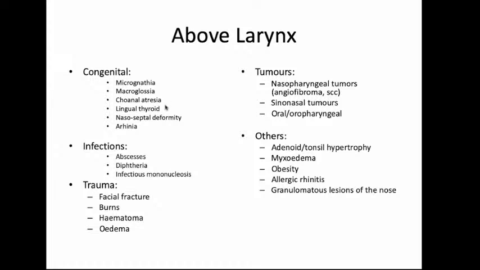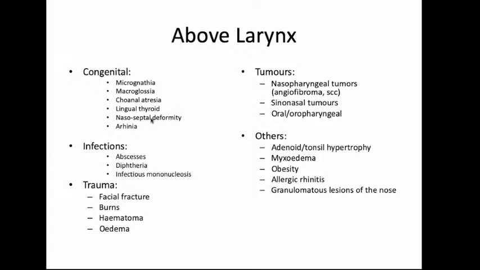Then you could have a lingual thyroid. We all know from our anatomy that the thyroid develops from the base of the tongue and descends downwards. If that descent fails, the thyroid remains in the area of the base of tongue, and as it grows, it may cause obstruction at that level.